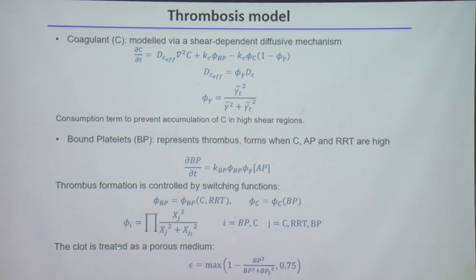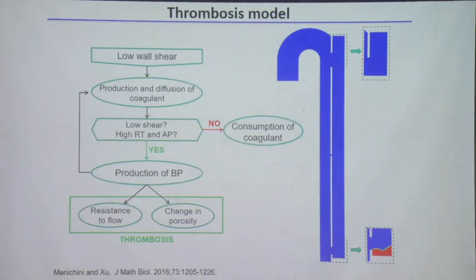And eventually the clot is treated as a porous medium. The porosity is actually not a constant. It varies depending on the clot formation. So the more bound platelets there are, the less porous the clot becomes.